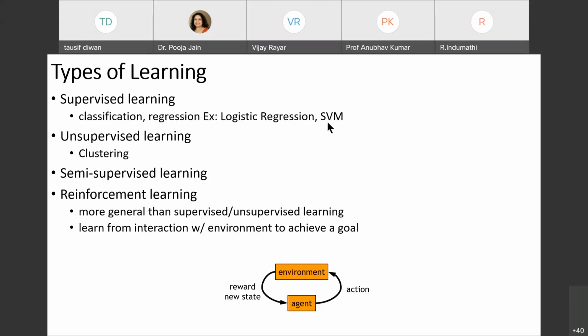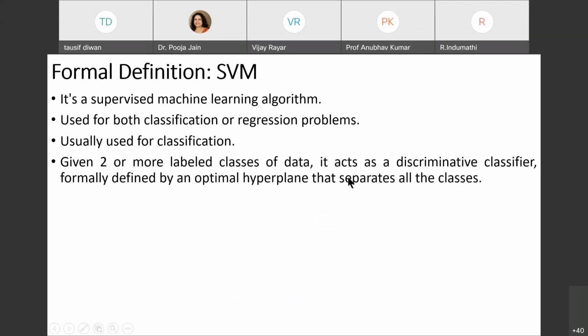Logistic regression and support vector machine come under this category of supervised learning, in which we are given data, and moreover the data is a labeled data set. These are the general problems that can be solved using logistic regression and support vector machine: classification and regression kind of problems. As we have already discussed, it is a supervised machine learning algorithm.